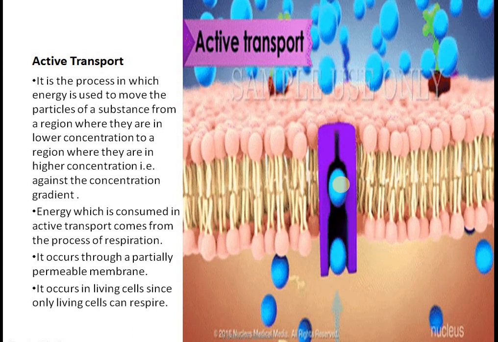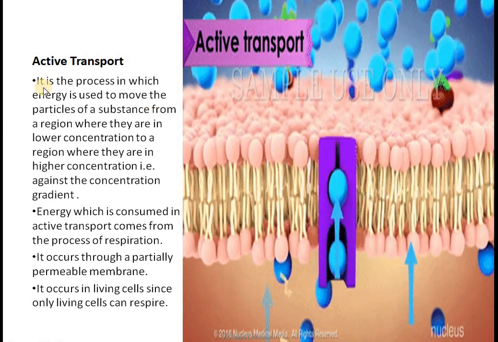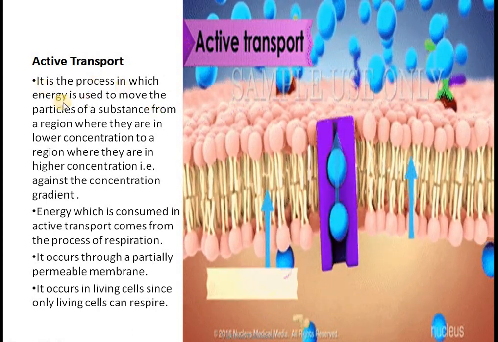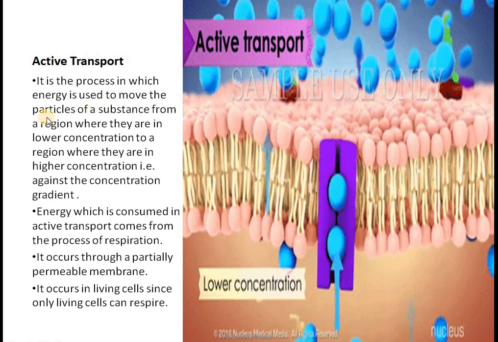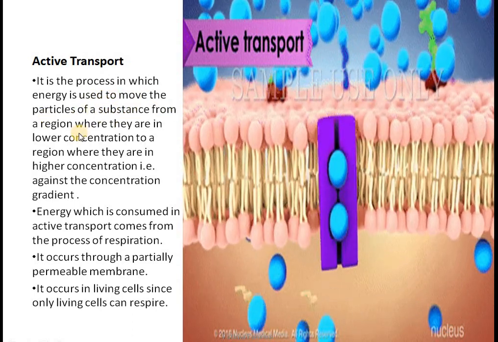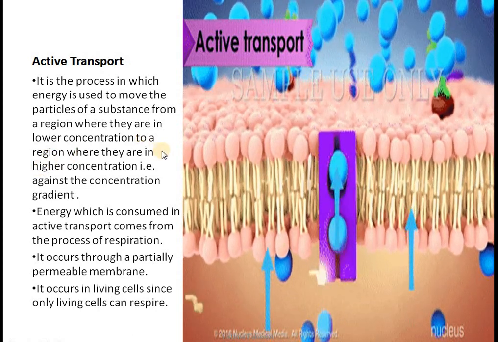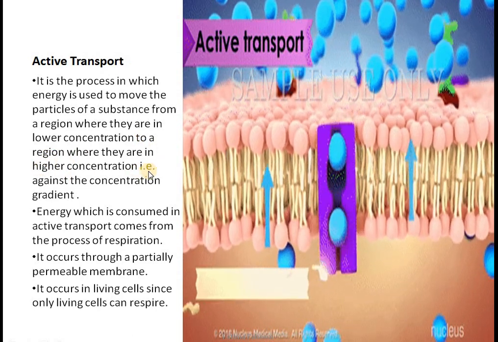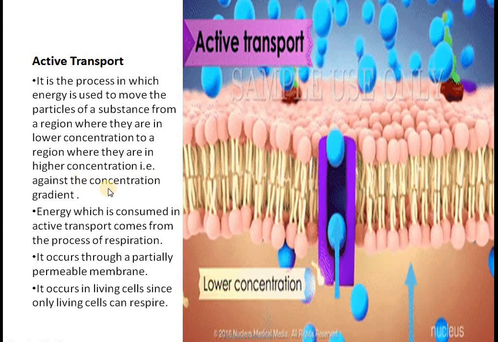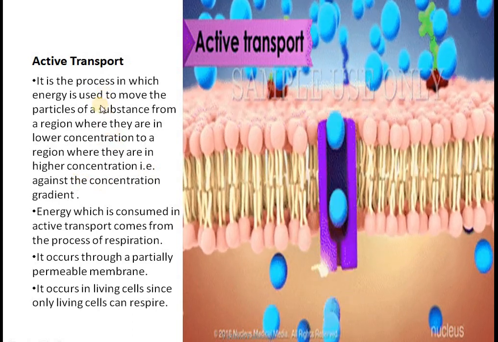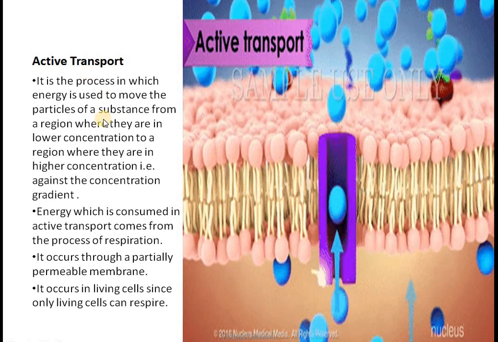This is active transport. Let's see its definition first. It is a process in which energy is used to move the particles of a substance from a region where they are in lower concentration to a region where they are in higher concentration. That is against the concentration gradient. So you see it is the reverse of osmosis and diffusion.